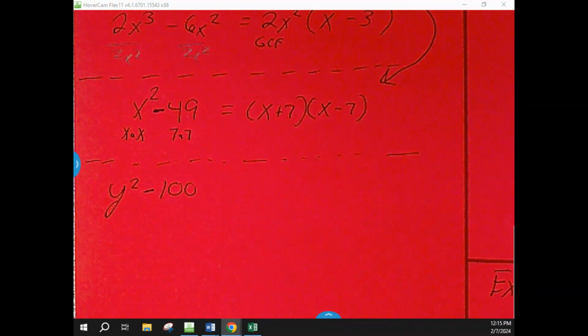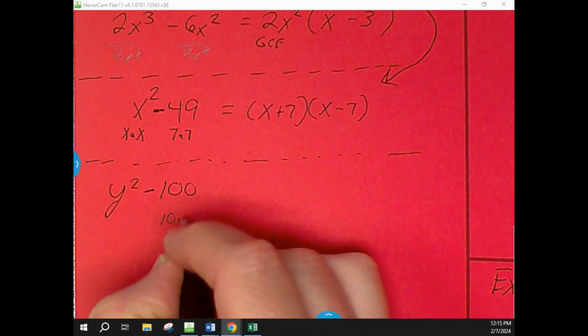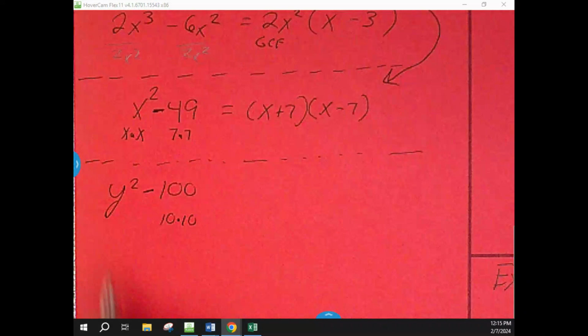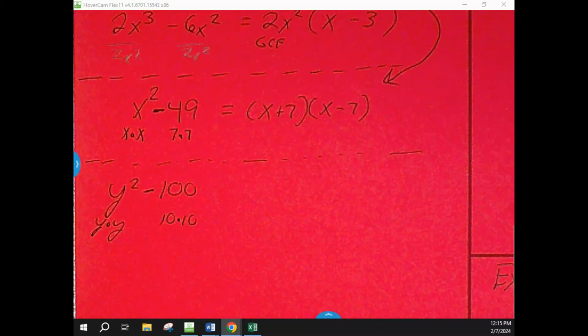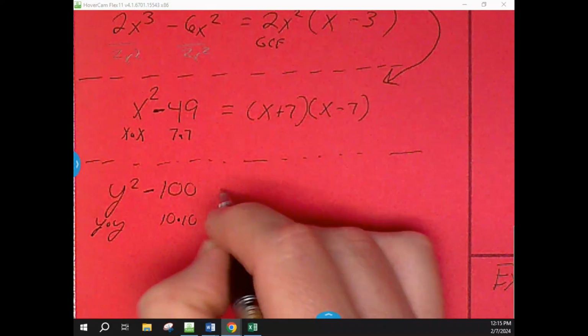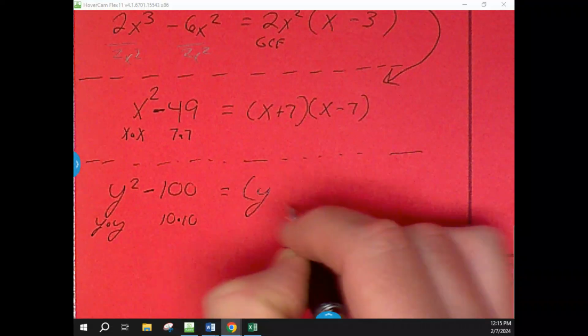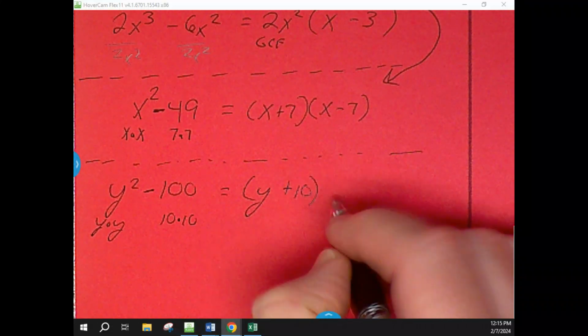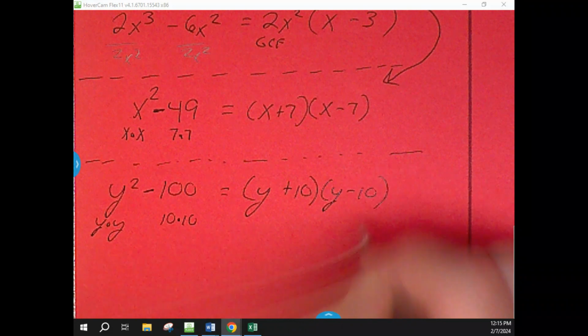Because 100 is, yeah, 100 is 10 times 10. Y squared. So in both differences, y plus 10. And then the other one will do y minus 10. Yep.